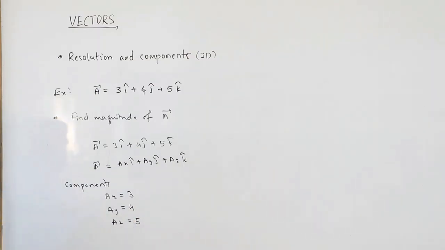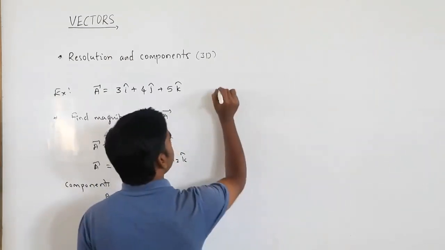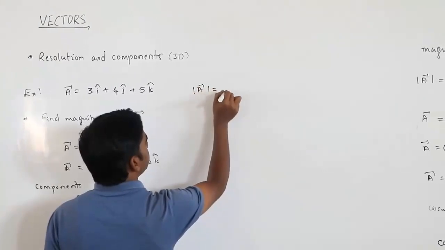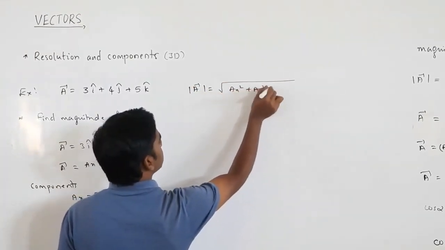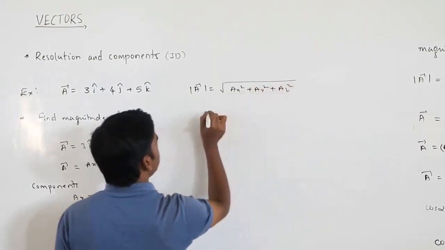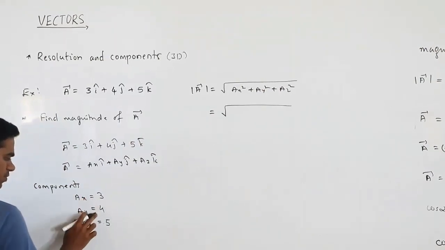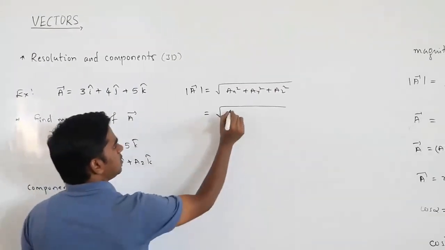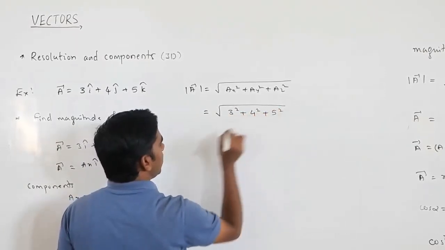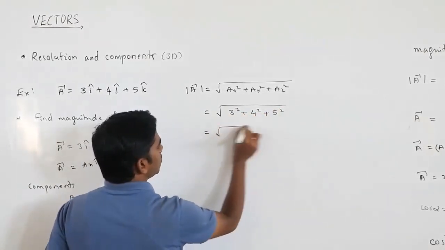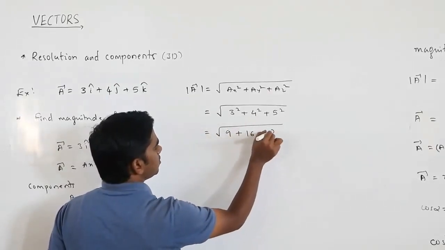Okay. What are they asking? They are asking the magnitude of vector A. As we know the formula, the magnitude of vector A is equal to root of ax square plus ay square plus az square. So root of 3 square plus 4 square plus 5 square. So 3 square will become 9, plus 4 square is 16, 5 square is 25.